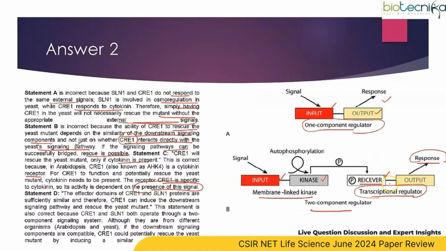The effector domains of CRE1 and SLN1 proteins are sufficiently similar. It is correct because CRE1 and SLN1 both operate through this two component signaling system. Although they are from different organisms, if the downstream signaling components are compatible, CRE1 could potentially rescue the yeast mutant by inducing a similar signaling pathway. Clear? That is why statement D is correct.